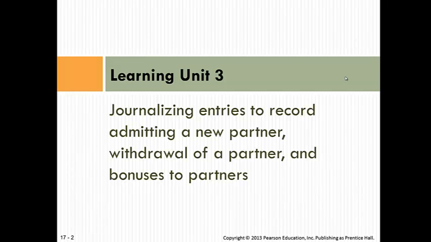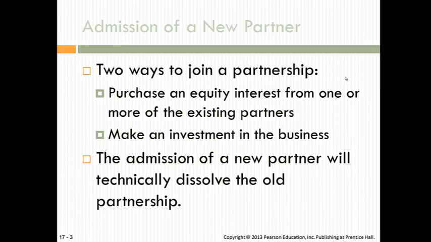The third learning unit covers the journal entries to record the admittance and withdrawals of partners. The admission of a partner means a new partner is joining the partnership.